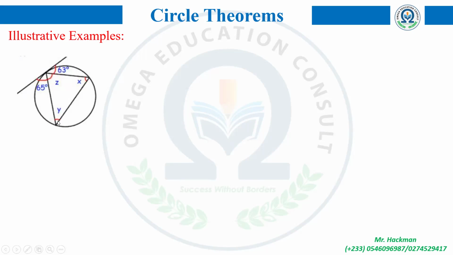In the same way, if you come to this y, y is directly opposite this chord. So it means it's this chord that is subtending this angle, y, at the circumference. So the angle that this chord makes with the tangent will be equal to this angle, because that will give us the angle in the alternate segment. So it means y will also be 63 degrees.